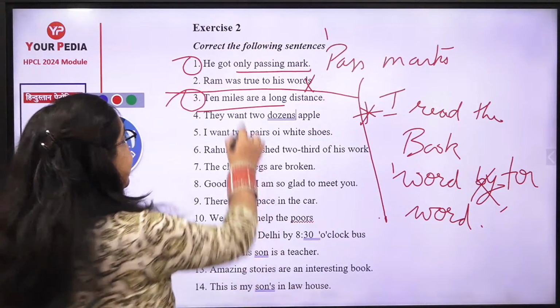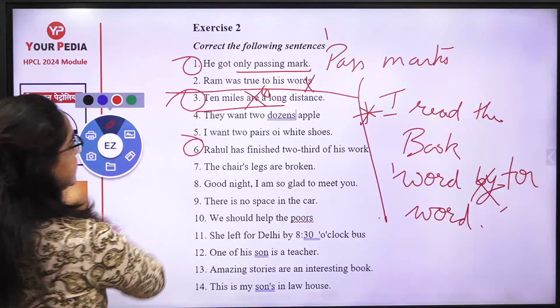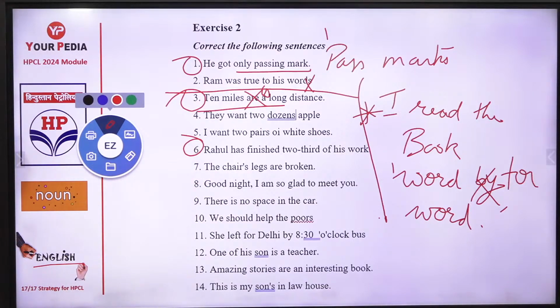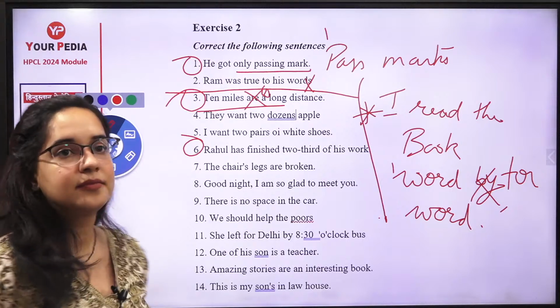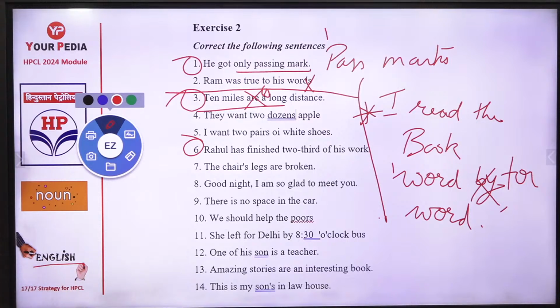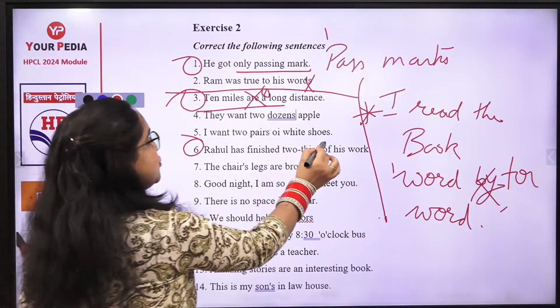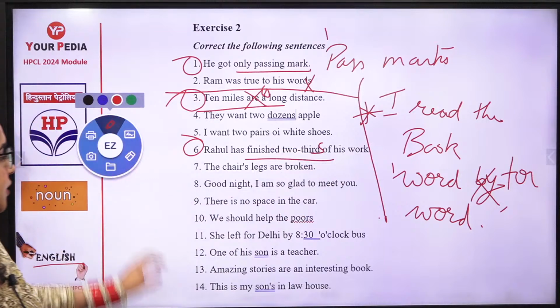Is a long distance. Very good. It is a long distance. Go for the sixth one. Rahul has finished 2/3 of his work. Easy one. Easy to decode. Rahul has finished 2/3 of his work. Very good. It is 2/3 of his work.